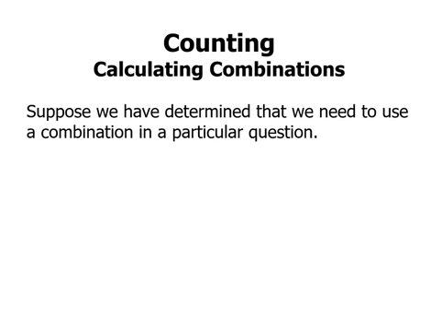Here we'll talk about calculating combinations. So suppose we have determined that we need to use a combination in a particular question. If this is something that you're trying to determine, the previous video talked about how to determine whether to use a combination or not, whether order matters or not. Here we're just going to talk about, suppose we've already determined, okay, order doesn't matter, it is a combination, how do we get the number? Here we're focusing on getting the actual number.